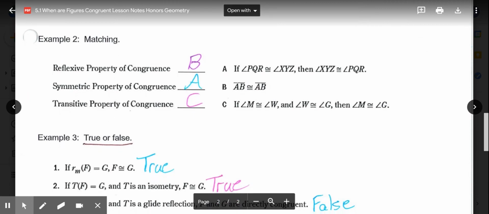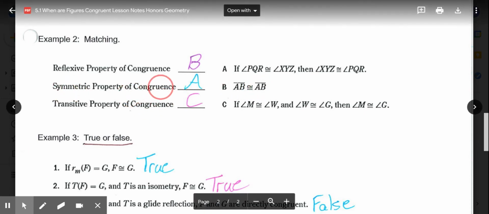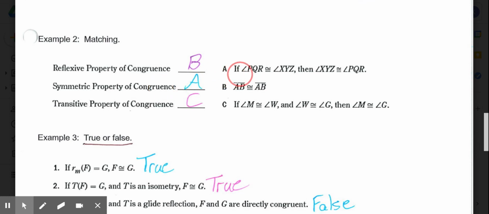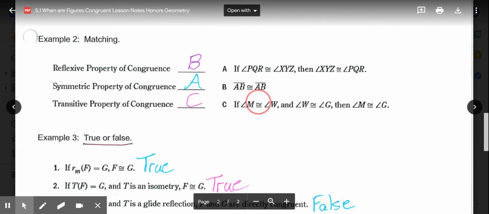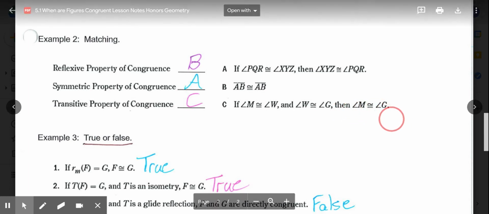And let's look at a few of those applying and matching. So the reflexive property of congruence, which letter over here would be an example of that, would be B, something is congruent to itself. Symmetric property of congruence means we flip the order. So if PQR is congruent to XYZ, then XYZ is congruent to PQR. Flipping the order of the statement is symmetric property. Transitive property would be C: if angle M is congruent to angle W, and angle W is congruent to angle G, then M is congruent to G.